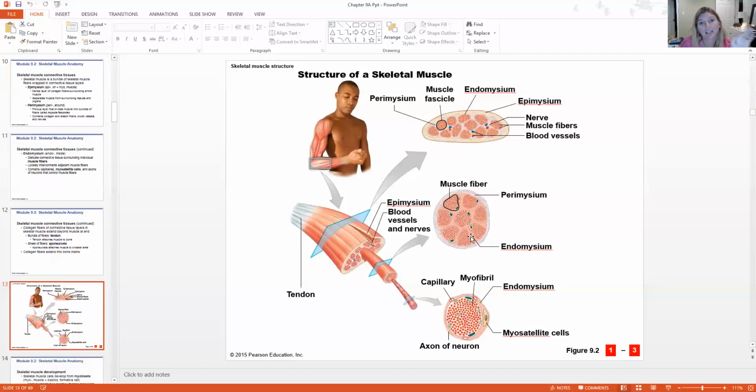And then inside each individual muscle fiber, whoa, we're getting even smaller now. Inside each individual muscle fiber are myofibrils. Myofibrils are little filaments inside of our muscle fibers.